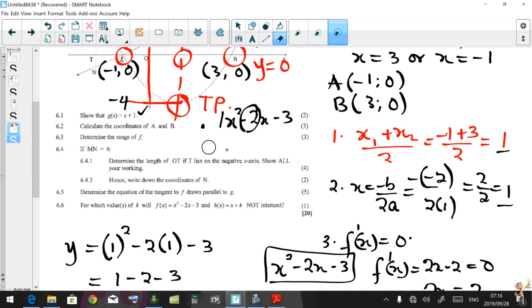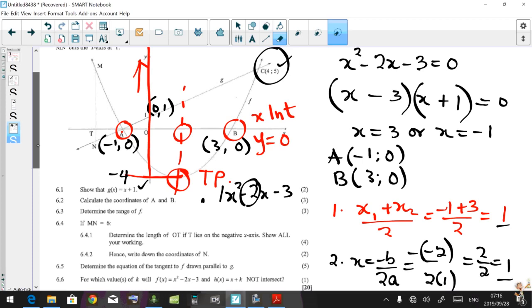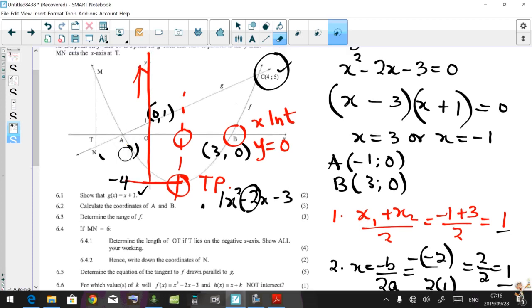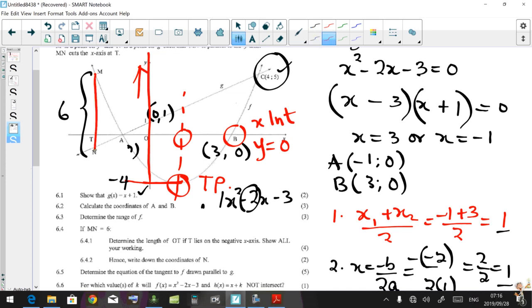If mn, okay, I think I'm going to need my whole graph. If mn, alright, this distance here, good. If mn is equal to 6 units, that's what we have. Determine the length of OT if t lies in the negative x, show all your working.